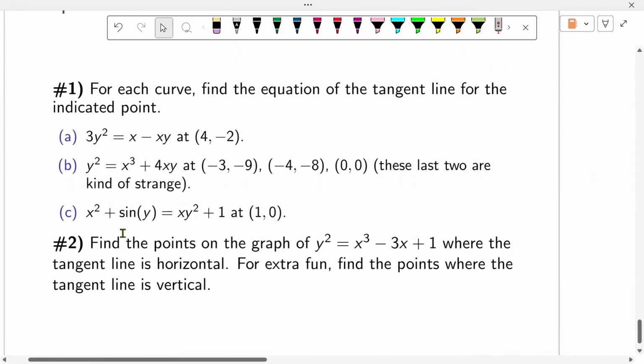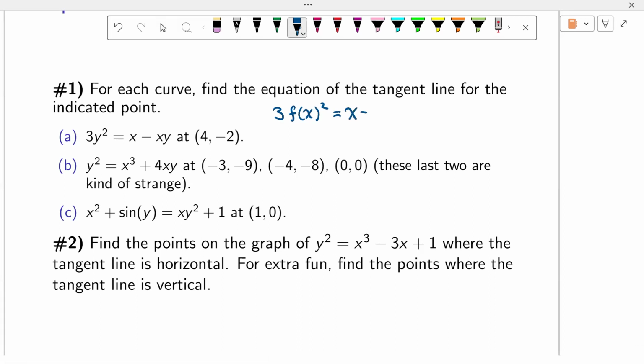You're given this equation 3y squared equals x minus xy, and you want to find the tangent line at (4, -2). So our first step, step 1, is to replace our y with an imagined function f of x, and then take the derivative of both sides of this equation.